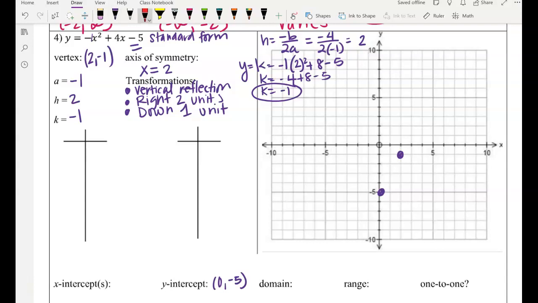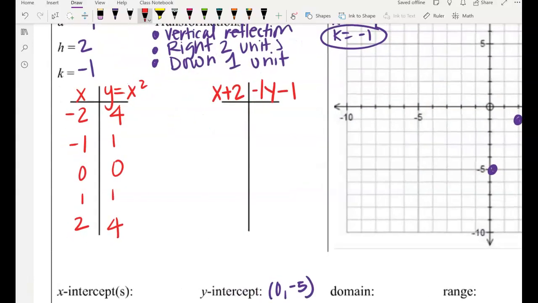We will start with the parent, y equals x squared, and again, 5 identical inputs. So this is 4, 1, 0, 1, 4. Those outputs are fast and easy to find. A is negative 1, so negative 1 times y. H is a positive 2, so x plus 2. And k is negative 1, so that's going to change all of the outputs, okay? So the a and the k will always change the outputs.